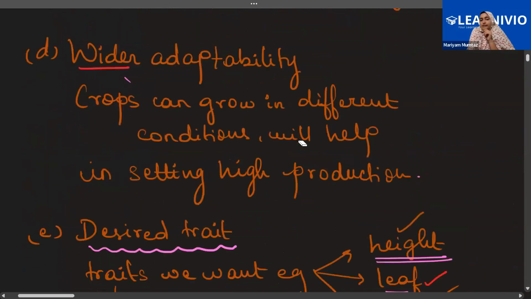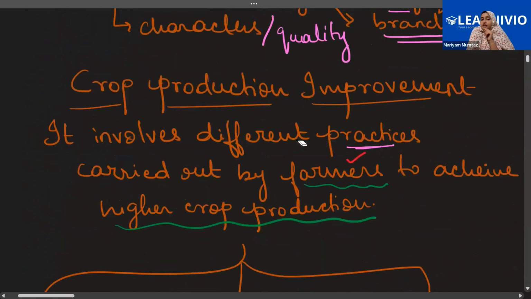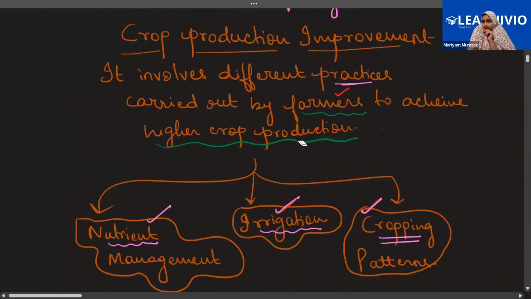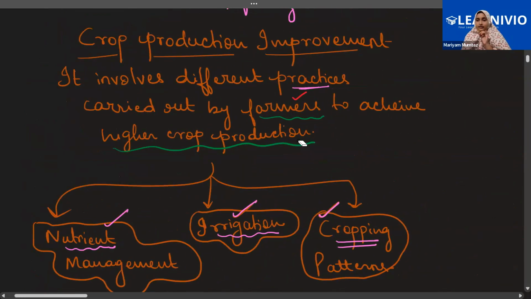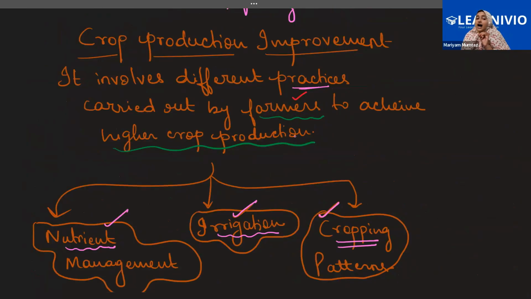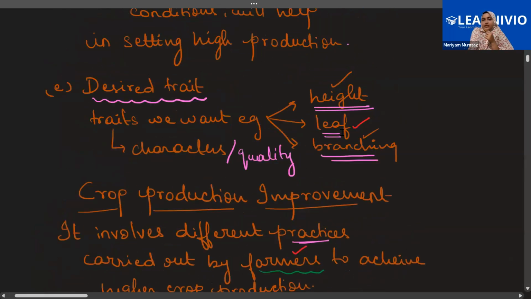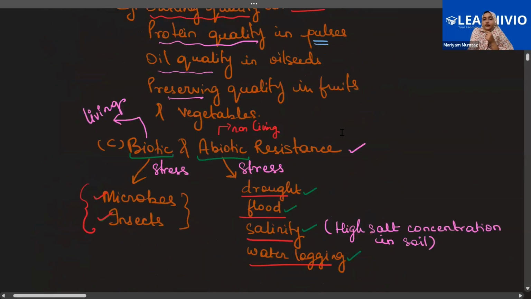After that would come the crop production improvement. In this case, different kinds of practices will be adopted by the farmers to achieve higher crop production. Like, what are the various ways that we can adopt so that we can get a great variety of the crops that we have? Clear, students? Yes, ma'am. All right, now you people can note it down.